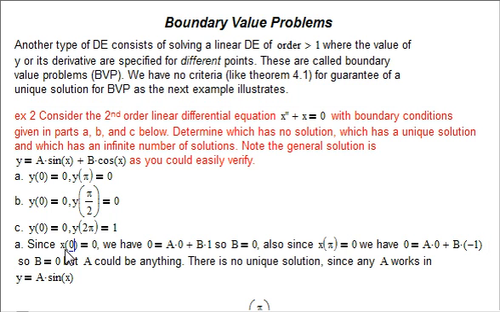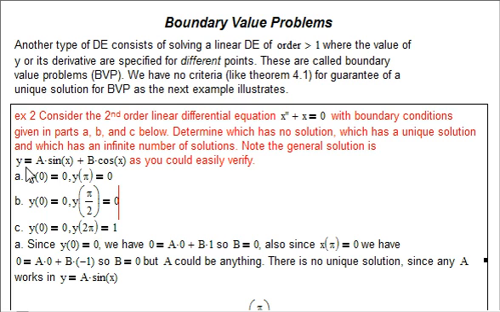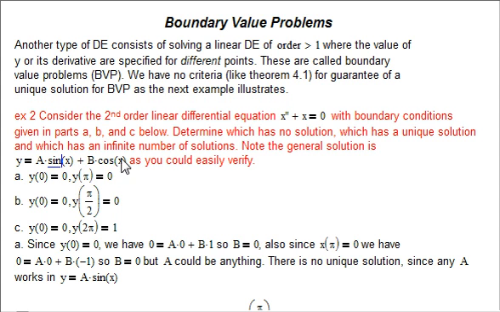So, since we know y of 0 is 0, well, sine of 0 is 0, cosine of 0 is 1. So we have y equals 1 times b, but y is given as 0. So 0 equals b. So we know that b equals 0.